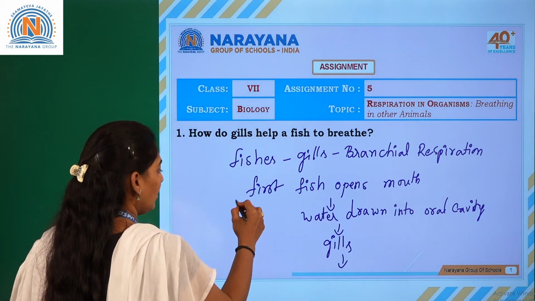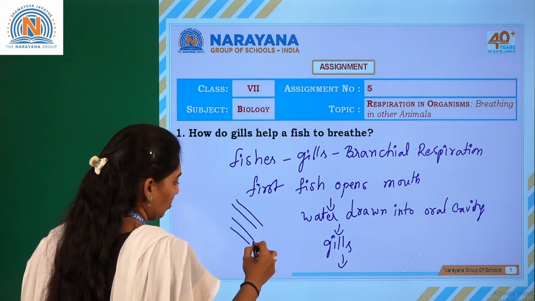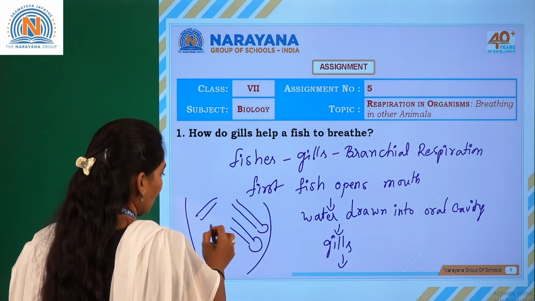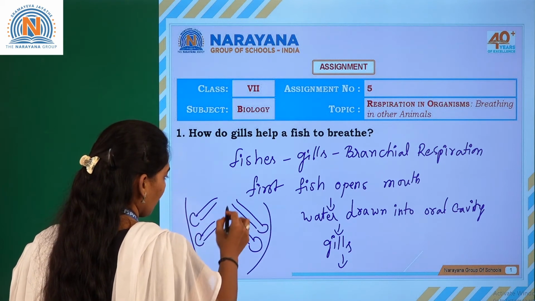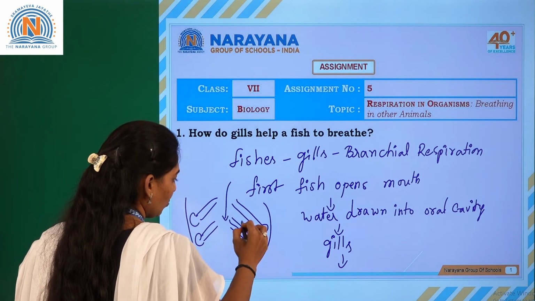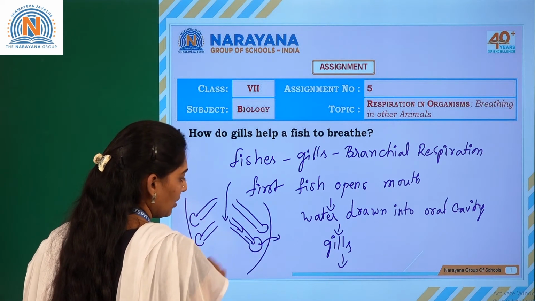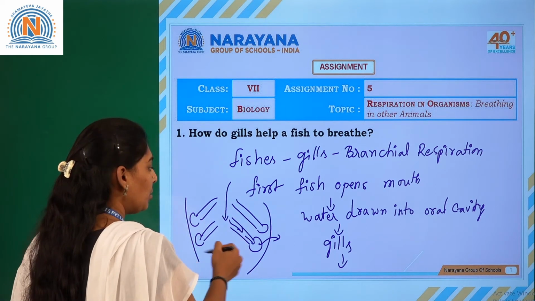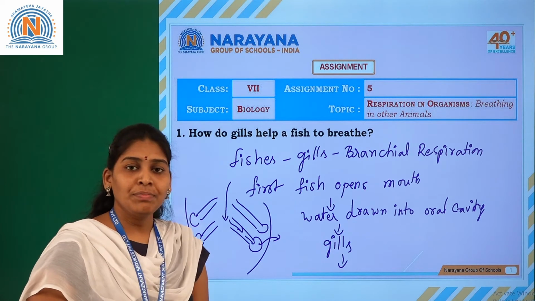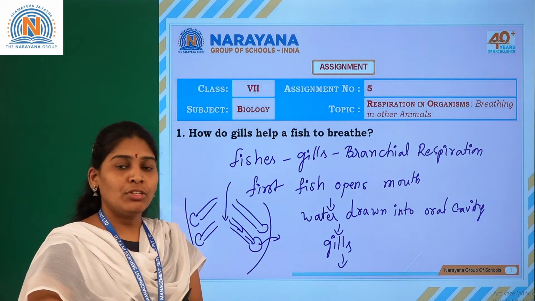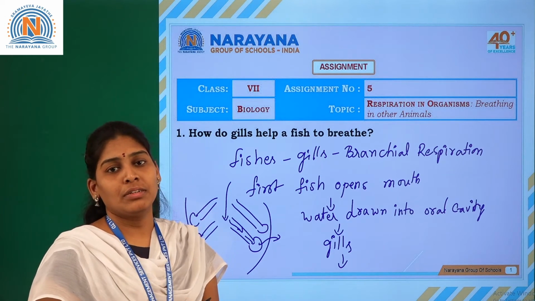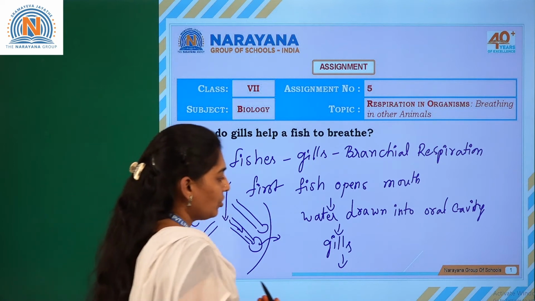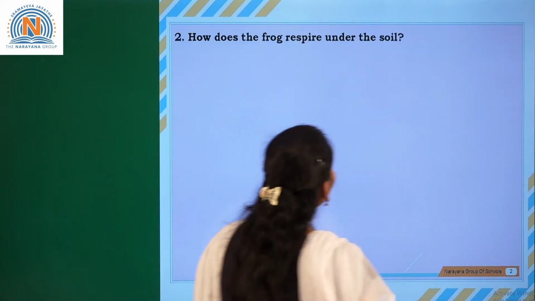As you can see, the gill pouches and the oral cavity are like this. When the water reaches there, it goes to the gill pouches, and the gill openings are there. The excess water is sent outside, and the remaining is utilized by all the body parts. This is the mechanism during the respiration process. So this is about the fish's respiration. Let us go to the next question.